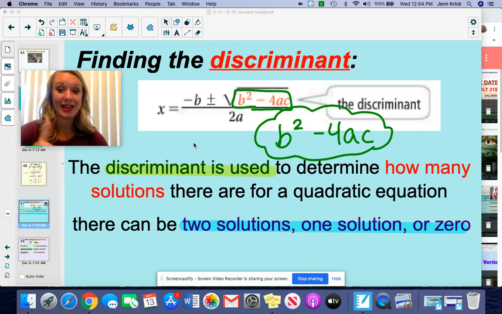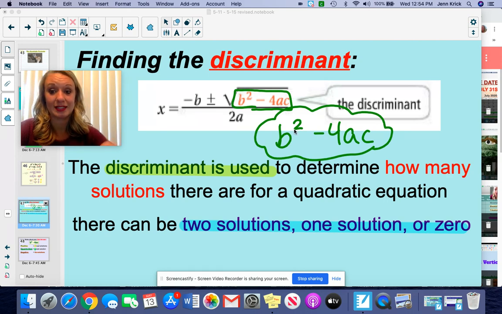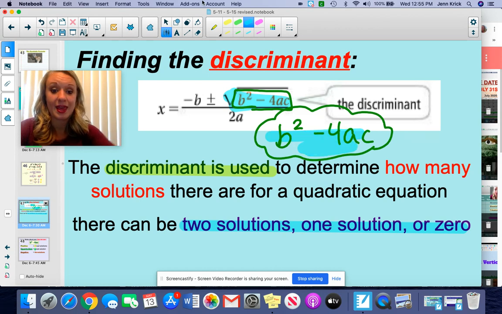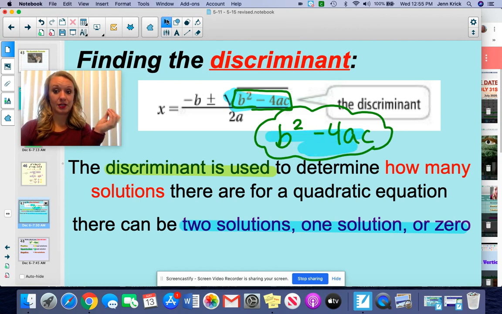The discriminant is a little piece of your quadratic formula that's a tool to tell you how many solutions your equation is going to have. The discriminant is b squared minus 4ac. It's this part here. When you plug your values in to find the discriminant, you will find out if your quadratic has 1, 2, or no solutions. So again, the discriminant is b squared minus 4ac.